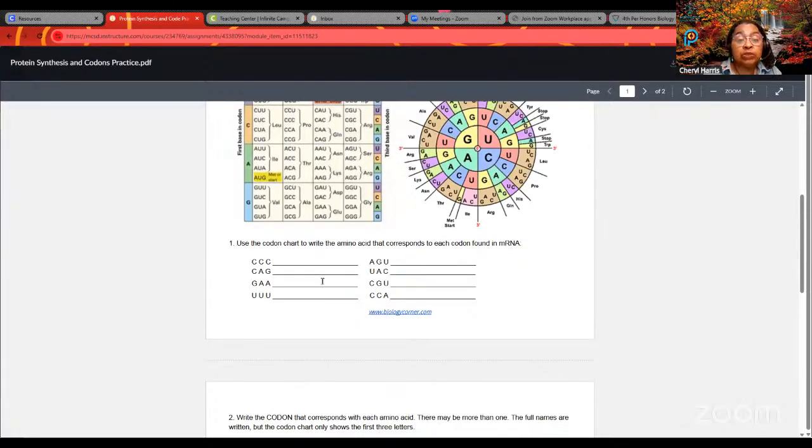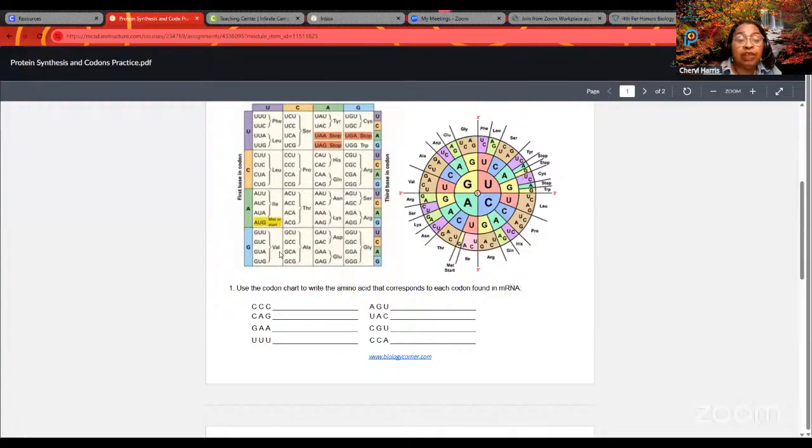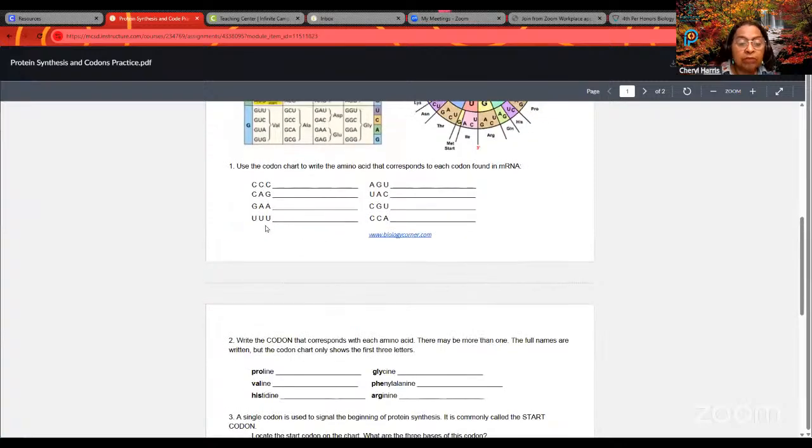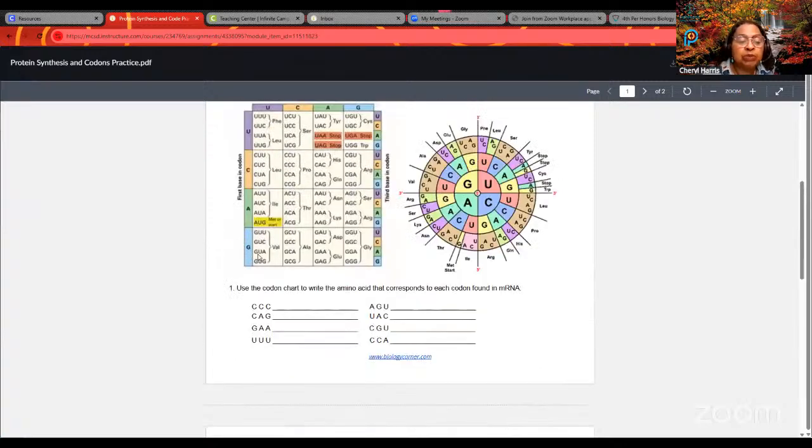Valine is the next one. So I come up to the chart. I look for VAL. This one also is the first box. So it's the first box with G, first column, last row. So there are also 4 codons for valine. So you write all 4.